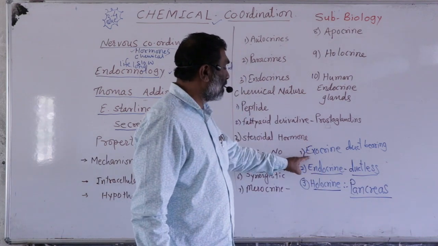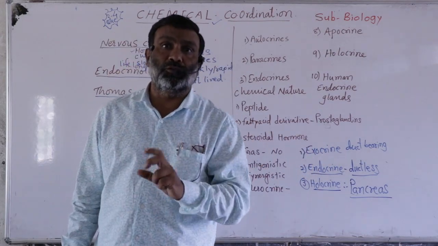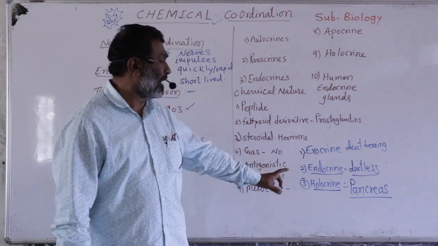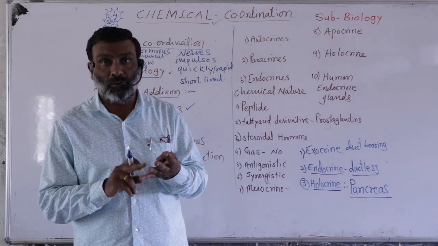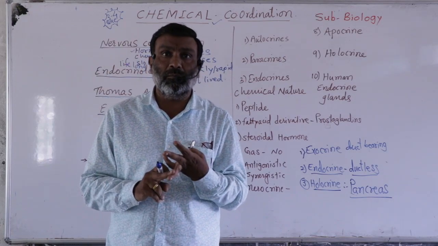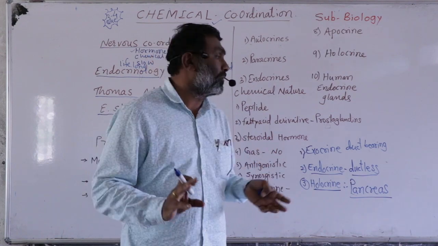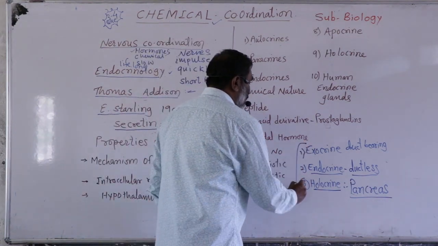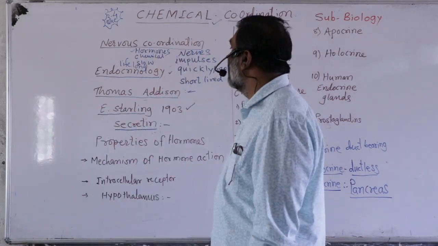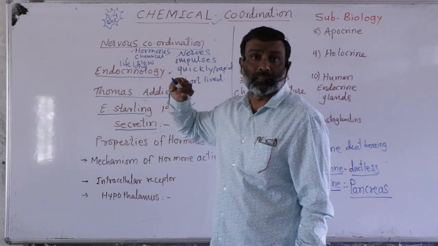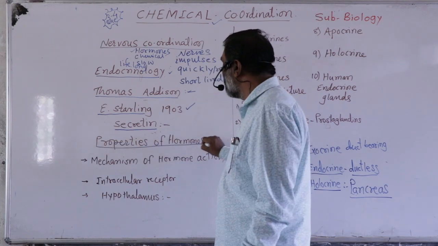The exocrine part of the pancreas secretes the pancreatic juice, whereas the endocrine part of the pancreas secretes the glucagon hormone, insulin hormone, as well as the somatostatin hormone. So we have studied this part in the 11th standard. Then we also know that hormones are chemical messengers, and they have their own properties.